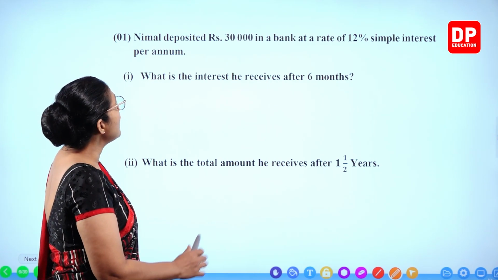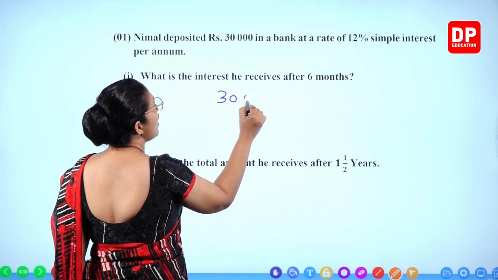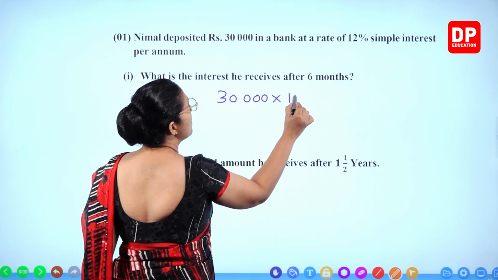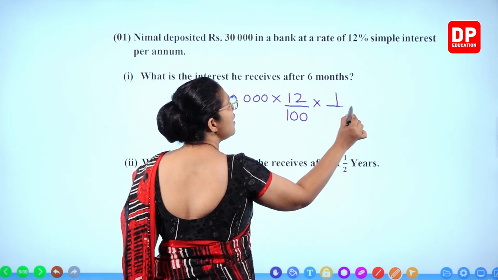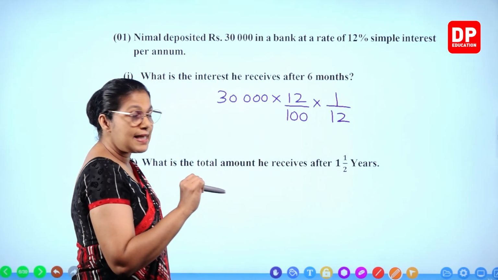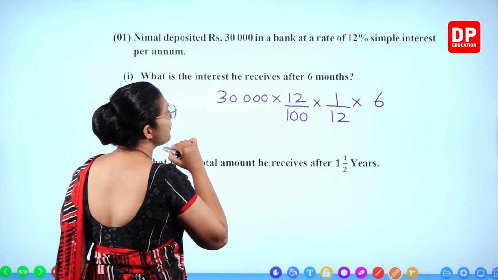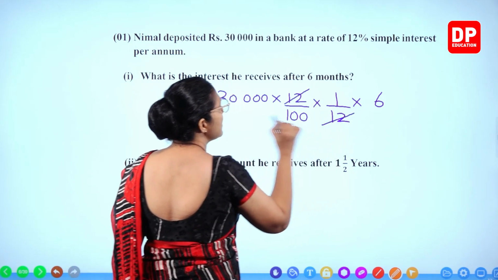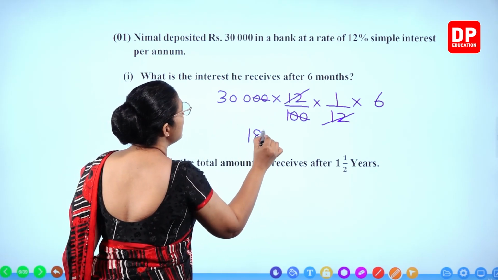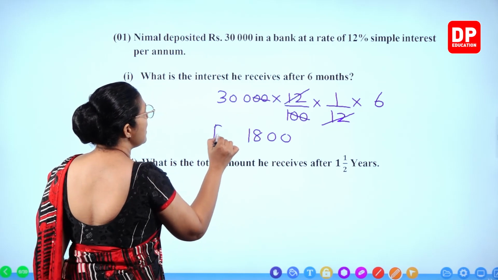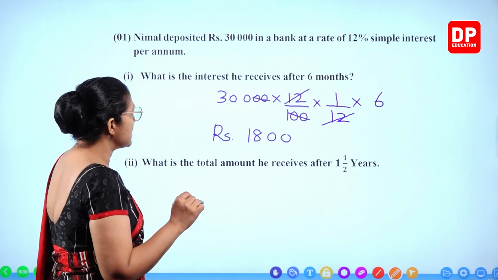So first you have to find out the interest per year. So 30,000 into 12%. This is for a year. For a month, you need to divide this by 12 because there are 12 months in a year. Then what about 6 months? You have to multiply this by 6. Simplify. 12 and 12 get cancelled out. 2 zeros get cancelled out. 6 times 3, 18 and 2 zeros. So 1,800 rupees is the interest he receives after 6 months.